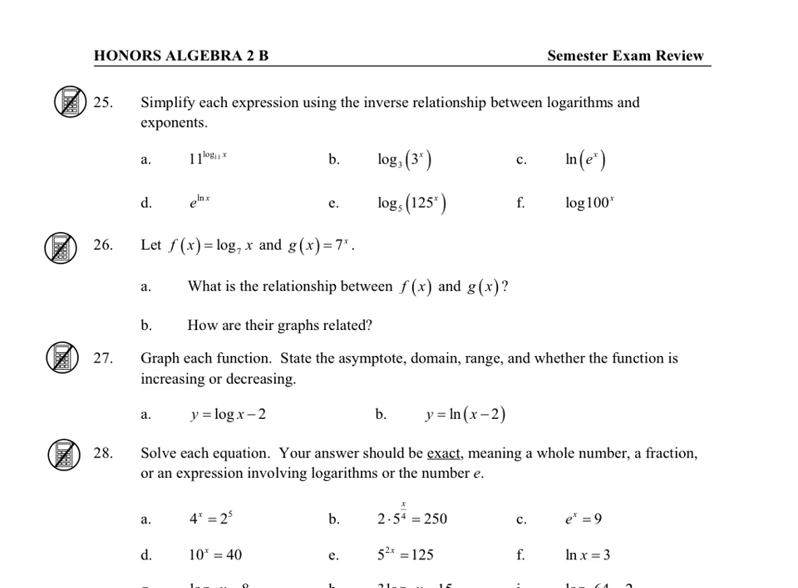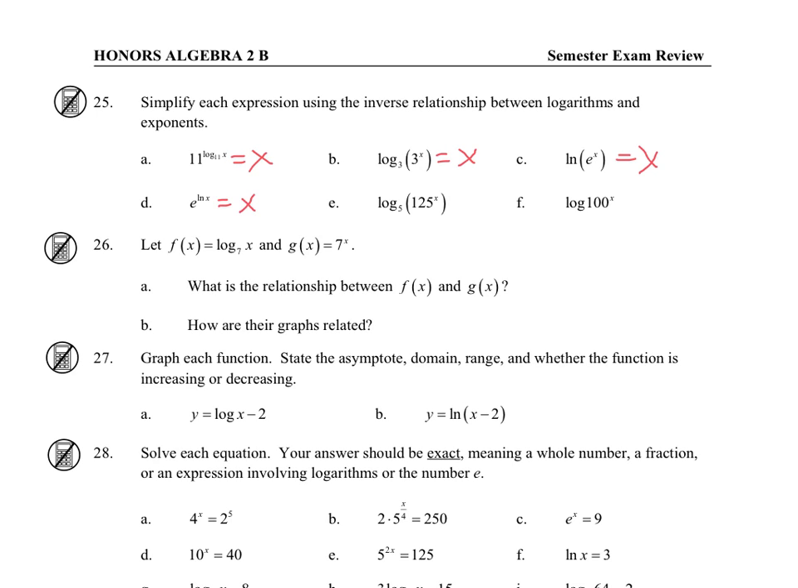Okay, so for 25, the key point here is if the bases are the same, then the expression simplifies to the term that's left, which is x.